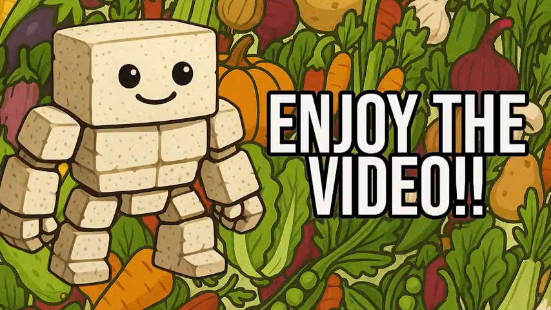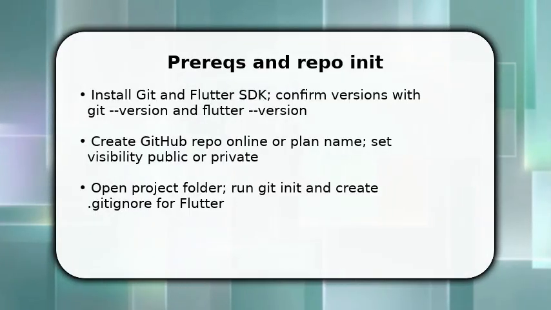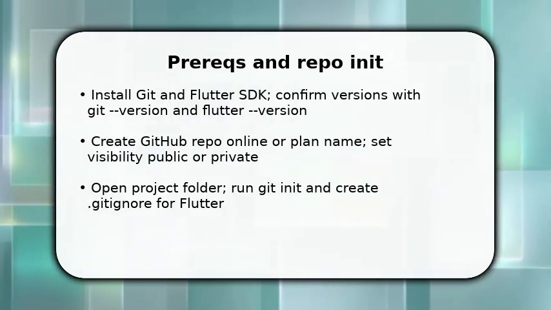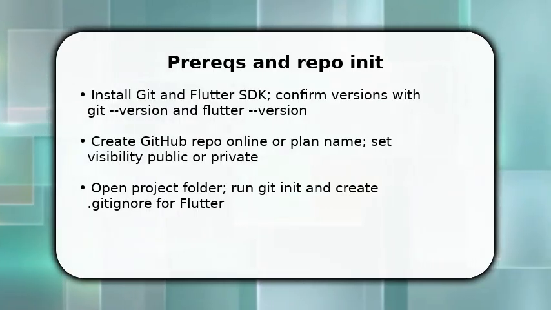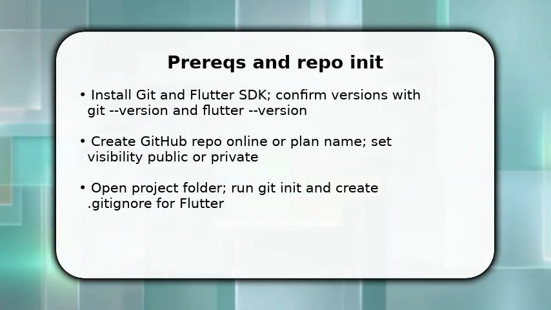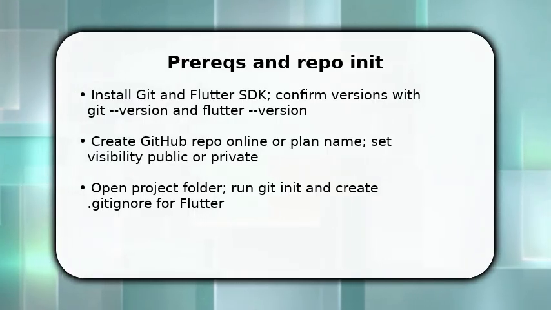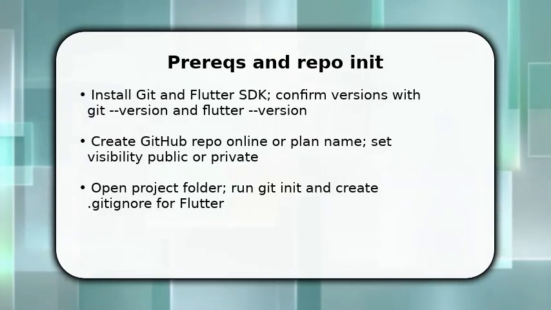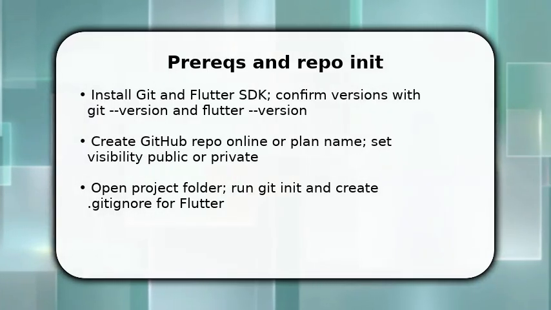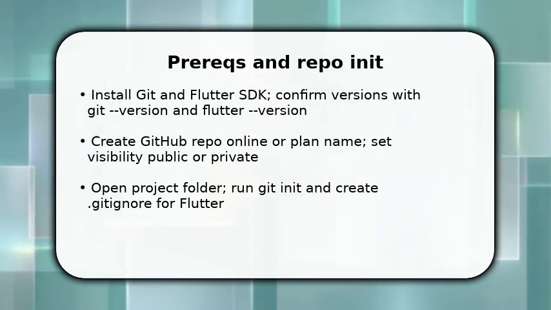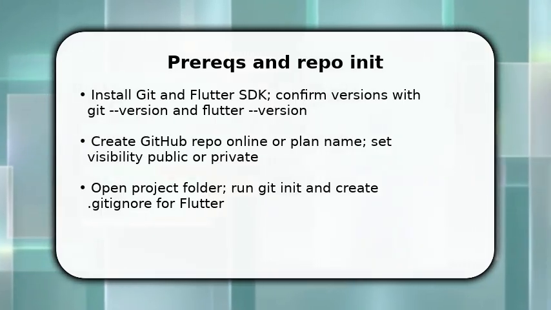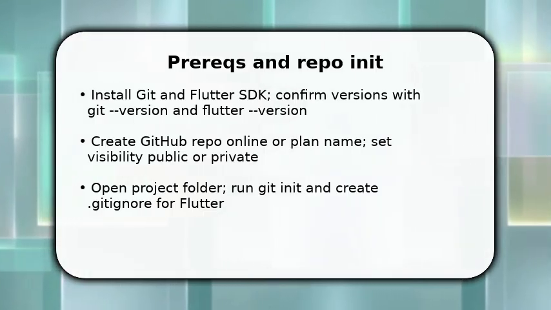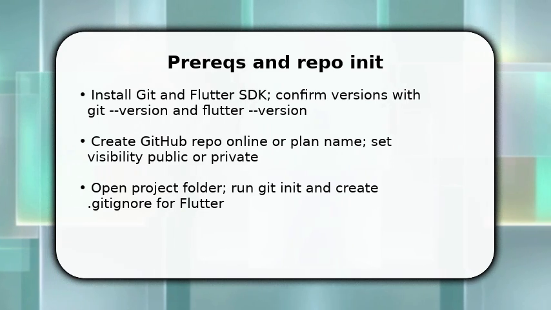Please enjoy the video. You should already have Flutter and Git installed. Once done, open your project folder. Initialize a local repository with Git in it so Git starts tracking files. Make a .gitignore tailored for Flutter to avoid committing build artifacts and credentials. Next, stage your files with git add, and create your first commit using git commit -m "initial commit". This captures the project state. By starting here, you avoid committing unnecessary files and set a clean baseline for pushing to GitHub.